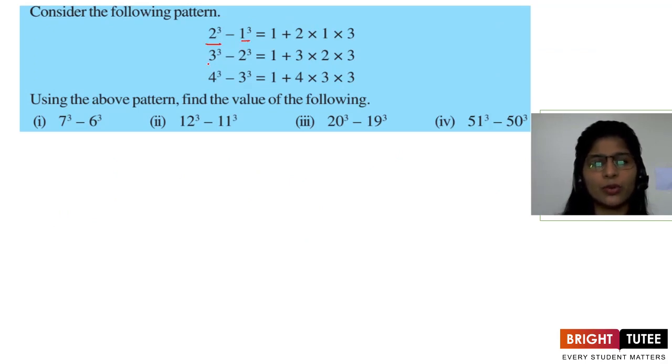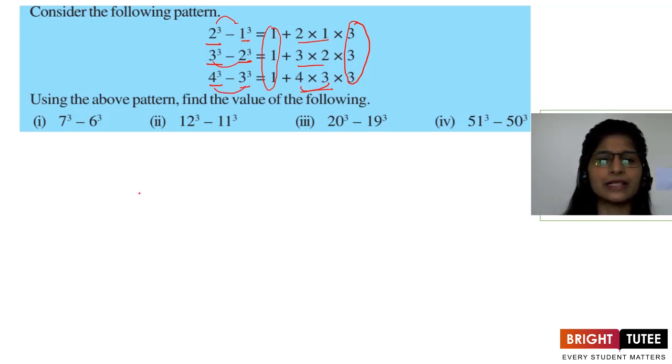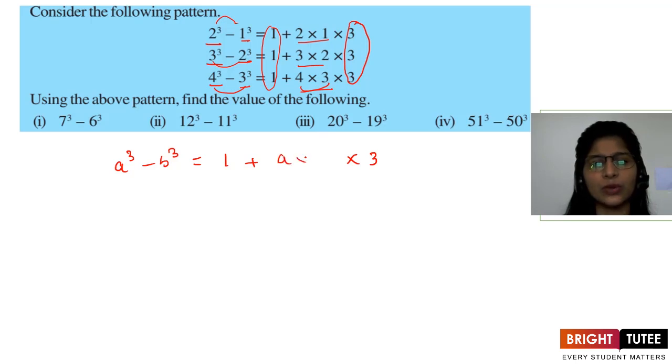2 cube minus 1 cube, 3 cube minus 2 cube, 4 cube minus 3 cube, right? Whenever we subtract the cubes of consecutive numbers, see this 1 is the same in all. This multiplication by 3 is also the same in all. What is different? It is 2 into 1, 3 into 2, 4 into 3. How do we get this? Just see, 2 into 1, they have multiplied the two numbers. 3 into 2, here they have multiplied the other two numbers. 4 into 3, they have multiplied the other numbers. Right? So the pattern is such that if we have a cube minus b cube, the pattern is 1 plus 3 times the multiplication. What is the difference? 2 into 1 is a into b here. Clear?